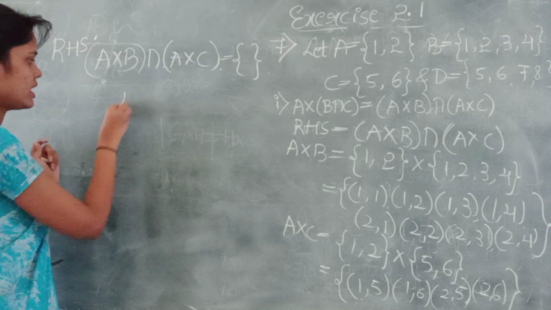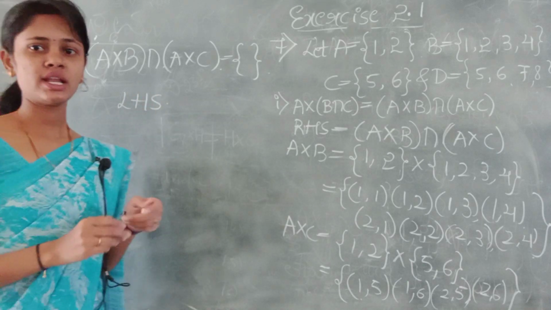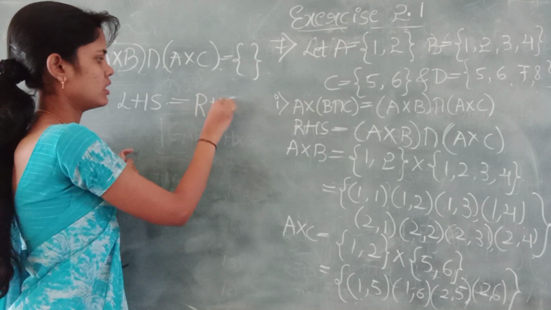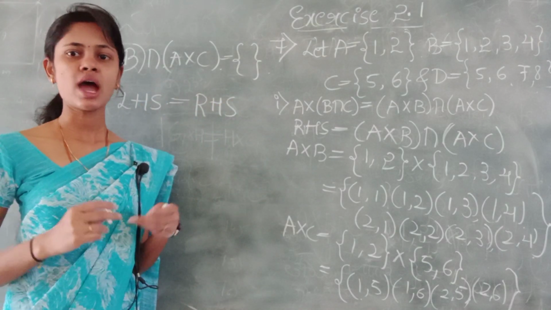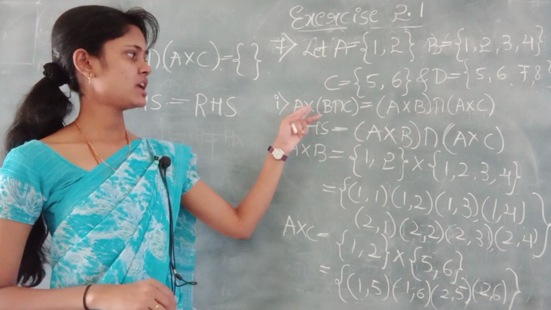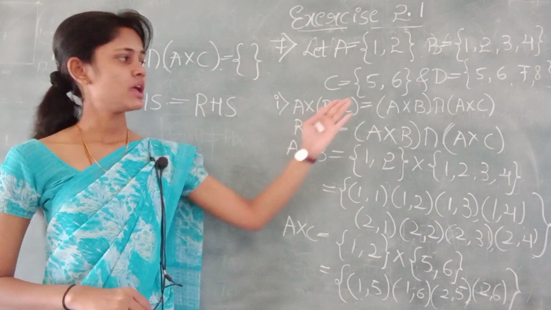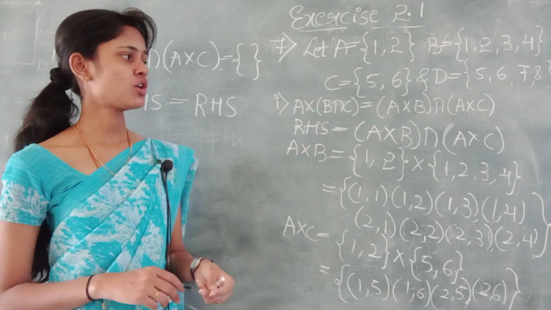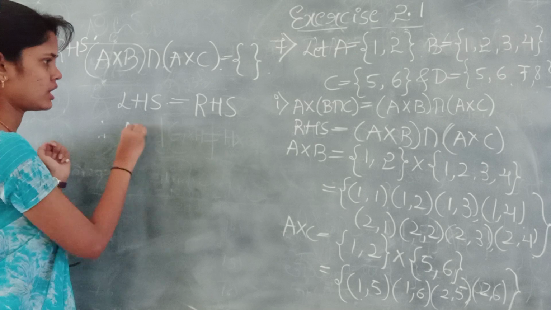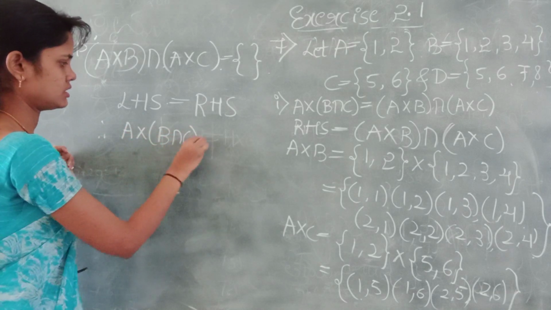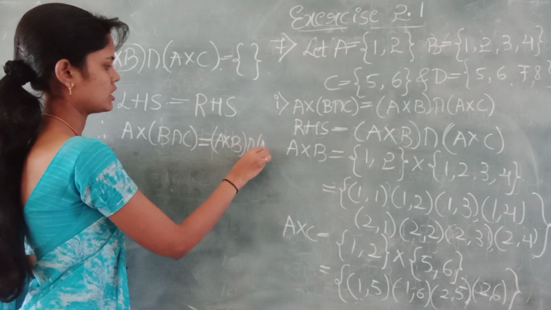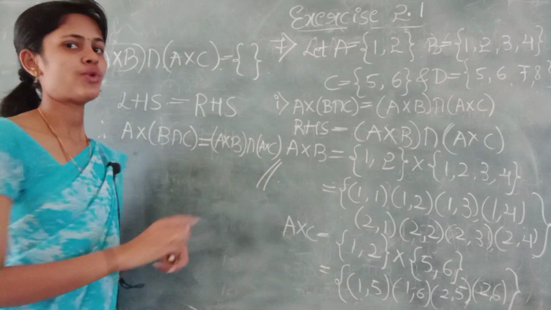Therefore the LHS is the null set we got, and the RHS is also the null set we got. Therefore LHS is equal to RHS. They have given the LHS as A cross (B intersection C) and the RHS as (A cross B) intersection (A cross C). So here you can write, therefore A cross (B intersection C) is equal to (A cross B) intersection (A cross C), which is the final answer.